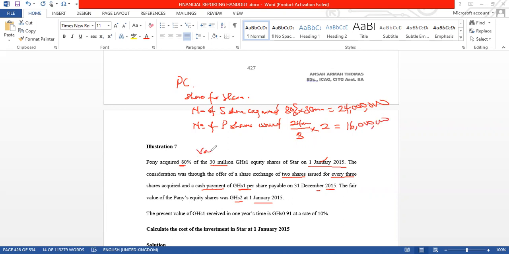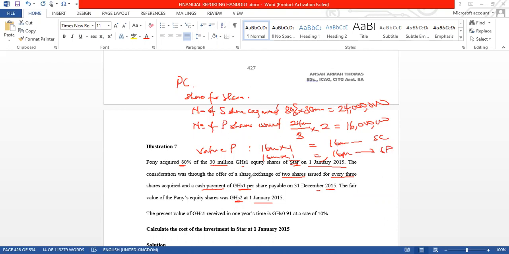16 million. What is the value of this P share? And they told us that the market value at that time is what? 2 cedis. All right, 2 cedis. If it is 2 cedis and the valuation was 1 cedi, there is a share premium. So that is what will happen. This 16 million multiplied by 1 gives us 16 million, which will go to our stated capital. Same 16 million multiplied by 1, so making 2. So 16 million, which will go to our share premium. We are done.